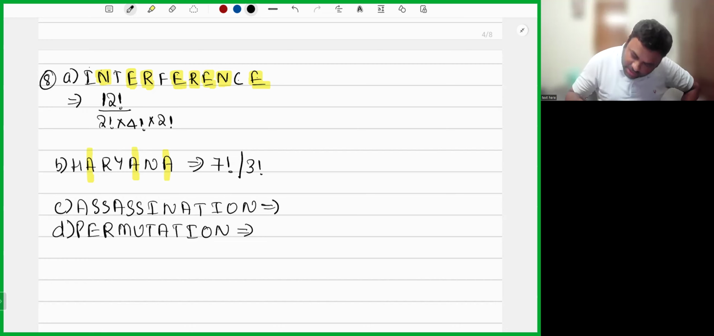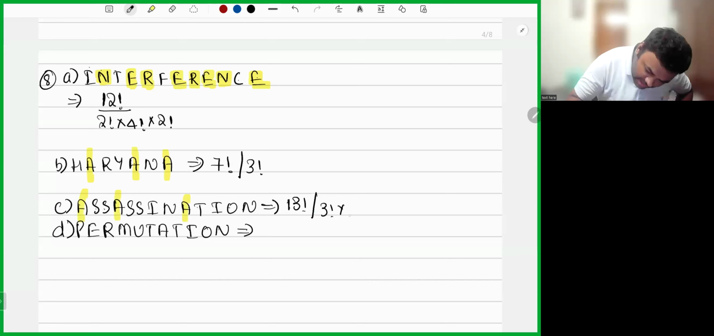Okay, assassination, let me check. 1, 2, 3, 4, 5, 6, 7, 8, 9, 10, 11, 12, 13. 13 factorial divided by A. 1, 2, 3. A is repeated 3 times. S, 1, 2, 3, 4, 4 times. Next I, 2 times. Next N, 2 times.